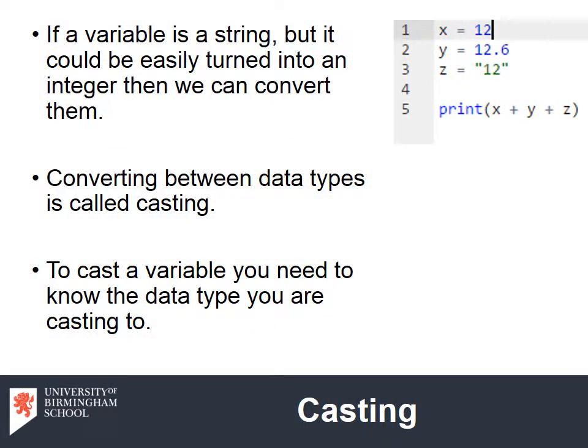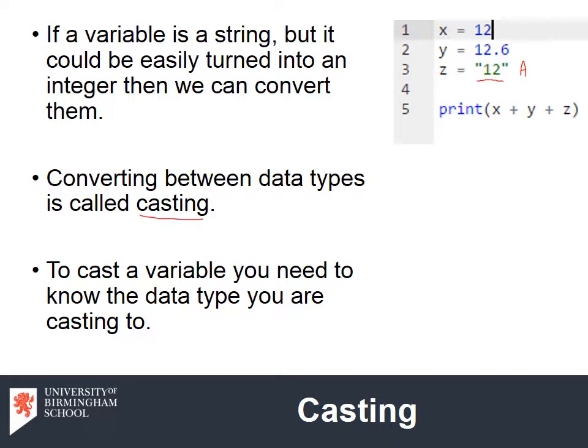So if a variable is a string, we could turn it into an integer. For example here, that's got a string of 12 in it, so it makes sense that it would turn into an integer. I can't, for example, turn the letter A into an integer, because that makes no sense, but I could turn "1, 2" into 12. So when I want to convert between two data types, we call it casting.